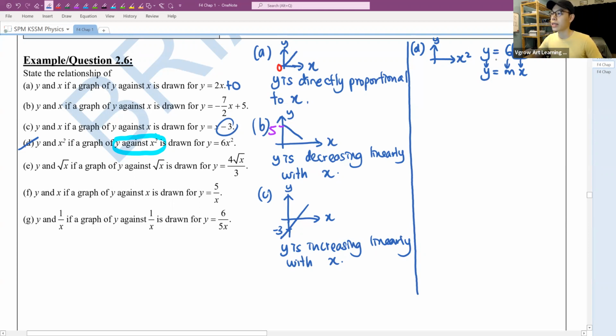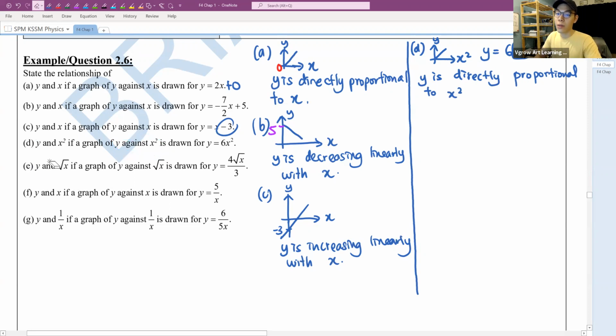In other words, this will form a straight line if I put the x squared here, and it will pass through 0 because the y-intercept is 0. The gradient is 6. So the relationship between y and x squared, based on this graph, will be that y is directly proportional to x squared. We want the relationship between y and x squared: y is directly proportional to x squared.